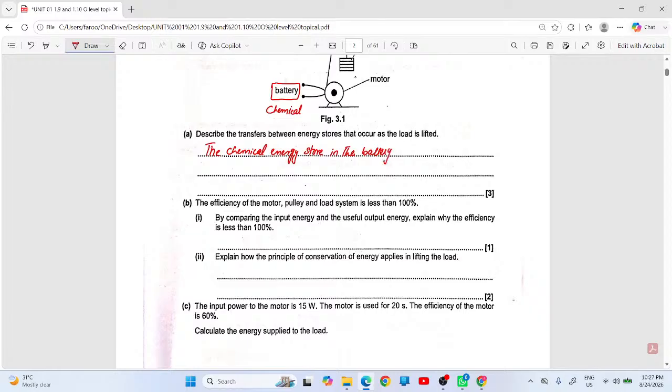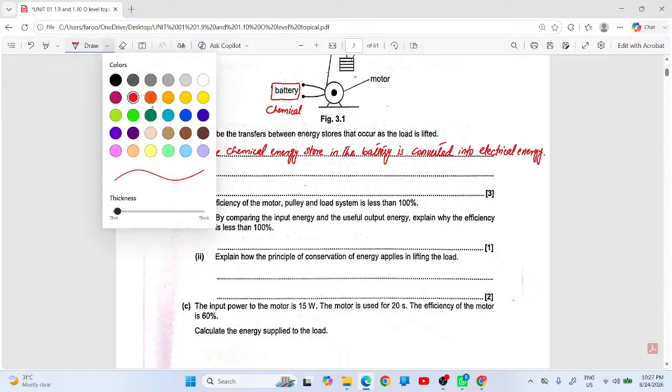The chemical energy stored in the battery is converted into electrical energy.